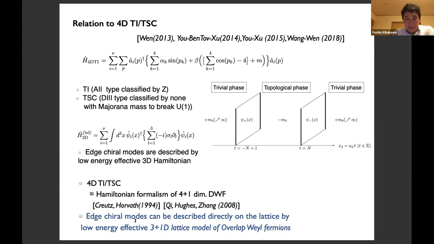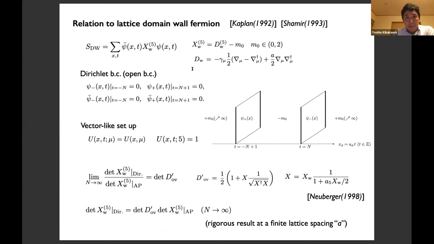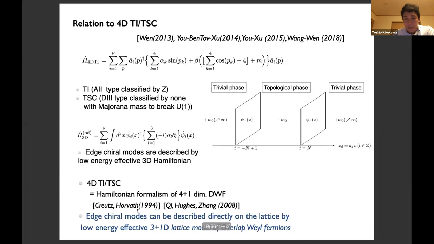And then this is nothing but the five-dimensional domain Weyl fermion in this way. So this means that these chiral edge mode can be described directly on the lattice. I mean the 3+1 dimensional lattice by low energy effective 3+1D lattice model of overlap Weyl fermions. Okay. So we can describe the boundary H chiral mode by the overlap Weyl fermions, without taking the continuum limit to describe the low energy physics.